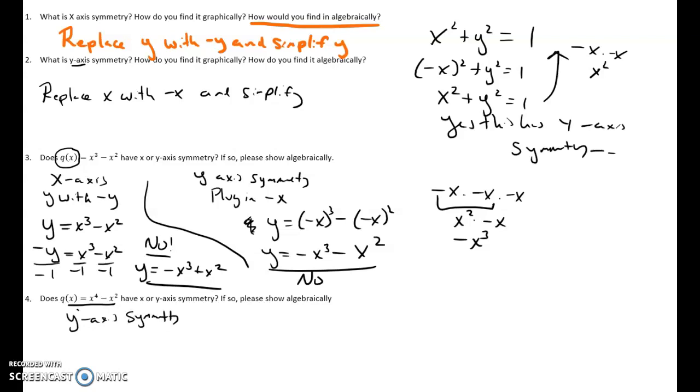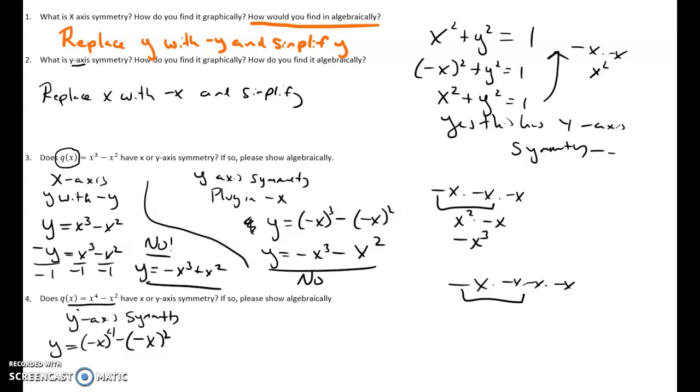How do we do that? Remember, it's kind of the opposite. For y-axis symmetry, you plug in a negative x. So I'm going to replace that q of x with y, and then we're going to put a negative x to the fourth minus, whoops, sorry, minus parentheses negative x squared here. Now when I simplify that, negative x to the fourth is negative x times negative x times negative x times negative x.